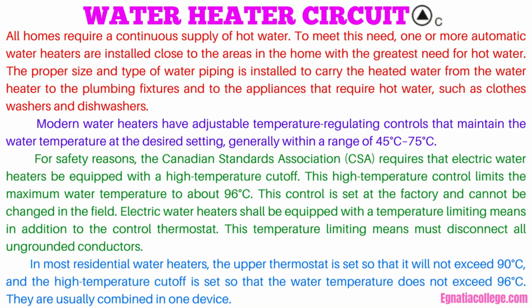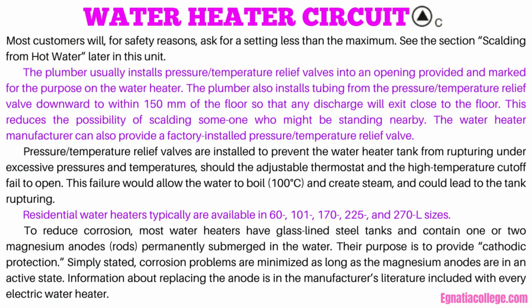Electric water heaters shall be equipped with a temperature limiting means in addition to the control thermostat. This temperature limiting means must disconnect all ungrounded conductors. In most residential water heaters, the upper thermostat is set so that it will not exceed 90 degrees Celsius, and the high temperature cutoff is set so that the water temperature does not exceed 96 degrees Celsius. They are usually combined in one device. Most customers will, for safety reasons, ask for a setting less than the maximum. See the section Scalding from hot water later in this unit.